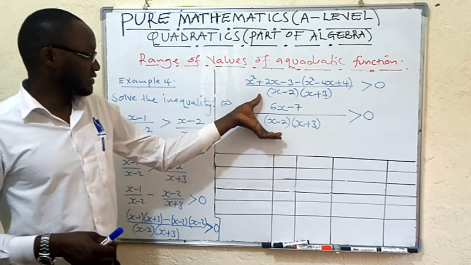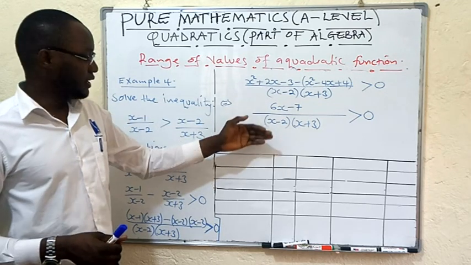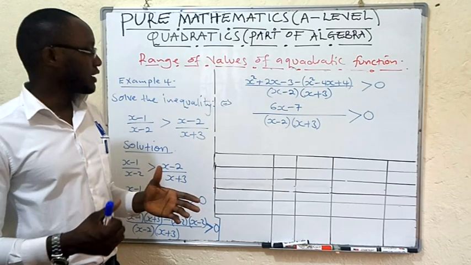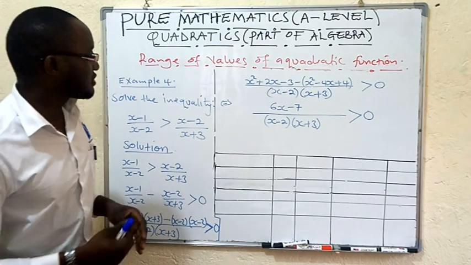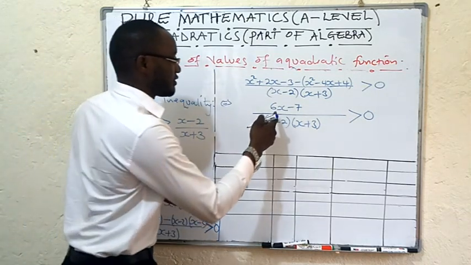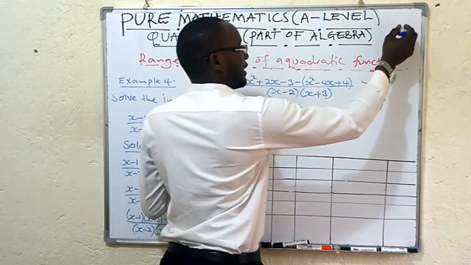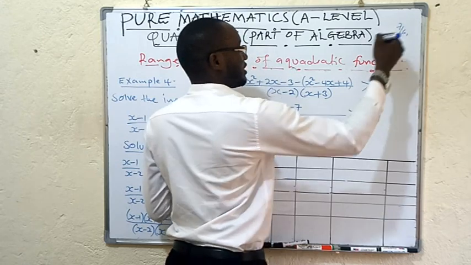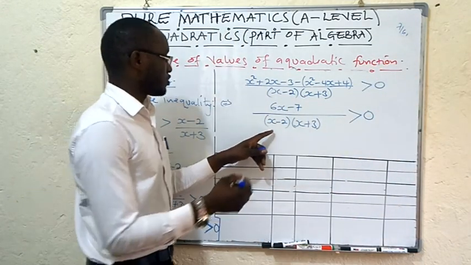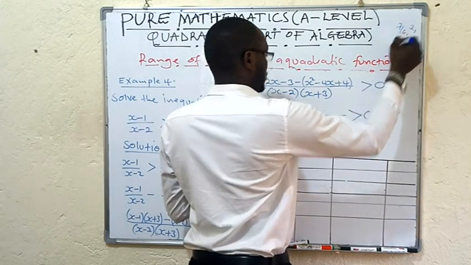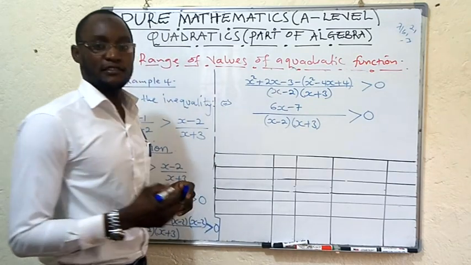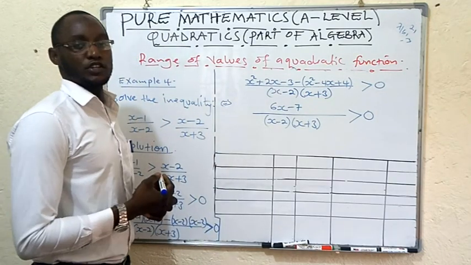So dear viewers, what are the critical values of this function? Because now once it reaches here in the factorized format, the next step is to get a contingency table. What are the critical values? We are going to observe that if we equate the numerator to 0, we shall get 6x minus 7 is equal to 0. X will be 7 over 6. That is a critical value. If we equate the denominator to 0, we shall produce a positive 2, and then we shall produce a negative 3.